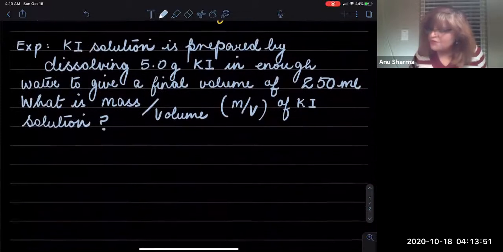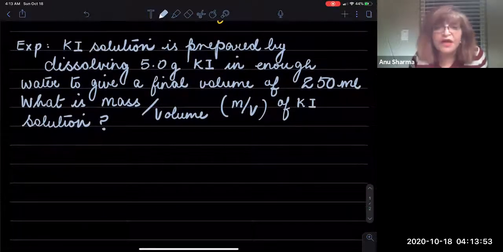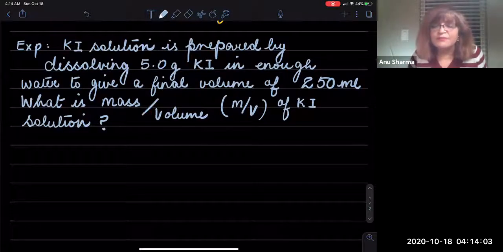Okay, so this is one example. Here, the potassium iodide solution is prepared by dissolving 5 grams of potassium iodide in enough water to give a final volume of 250 milliliters of the whole solution. What is the mass by volume percent of KI solution?